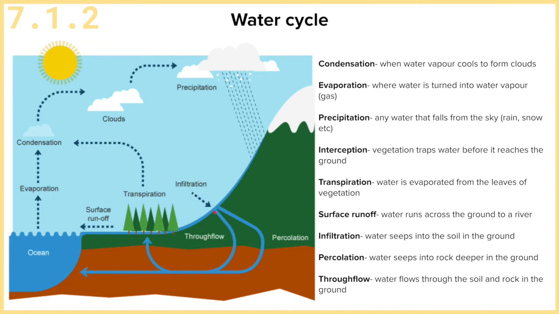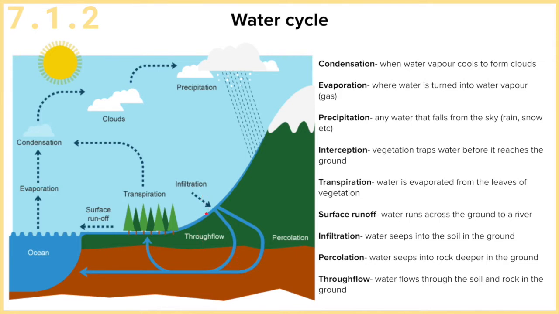Now, it could soak into the ground, and if it was soaking into the ground, that's called infiltration. And then it can either travel through the ground as through flow and make its way to a river or back into the sea, or it could go even deeper and end up in the rocks, and that's called percolation, when it seeps deeper into the ground.